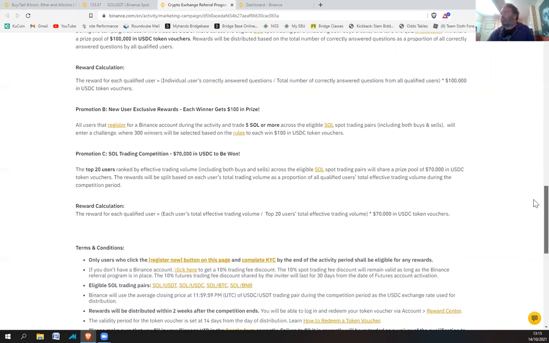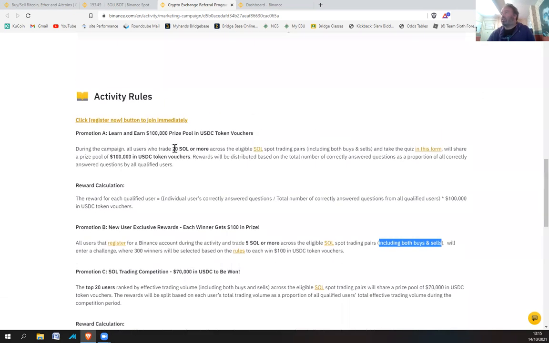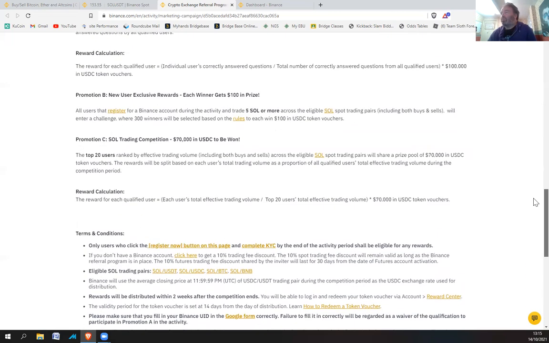If you trade 5 Sol or more, by the way, that includes both buys and sells. So in a way, you buy 2.5 and you sell 2.5, that will equate to 5. And the same in the other example here: buy and trade 20 Sol, so buy 10 and sell 10, and then you've got your 20. We'll go through the quiz in a minute. I haven't even looked at it myself, so who knows.